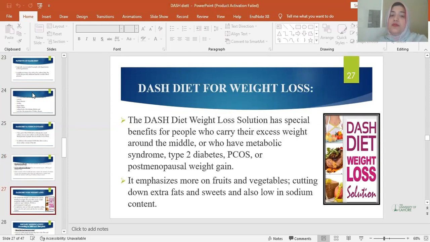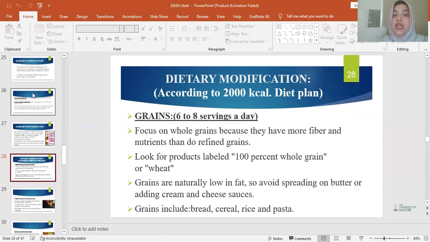When we talk about the benefits of the DASH diet, it is also effective for weight reduction. The DASH diet weight loss solution has special benefits for people who carry their excess weight around the middle or who have metabolic syndrome, type 2 diabetes, PCOS, or postmenopausal weight gain. It emphasizes more on fruits and vegetables, cutting down extra fats and sweets, and is also low in sodium content.